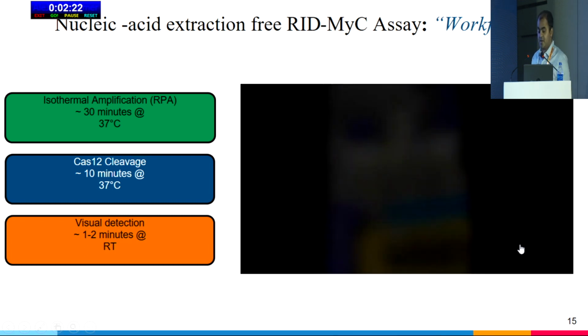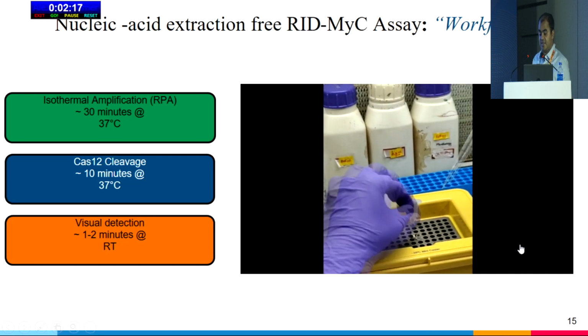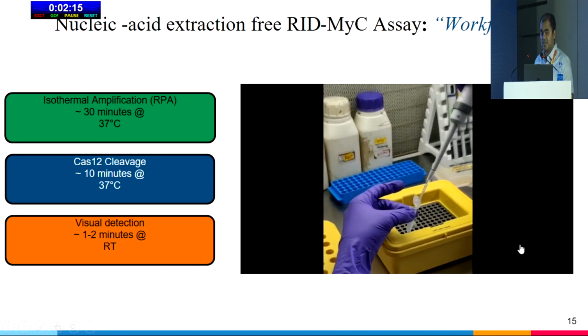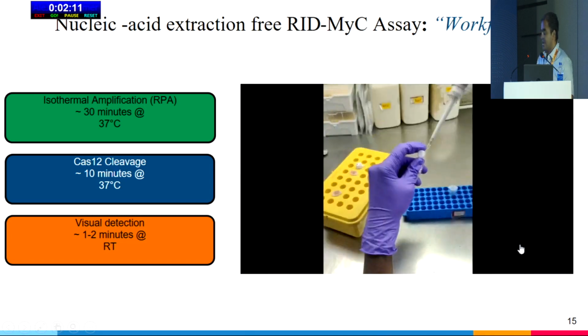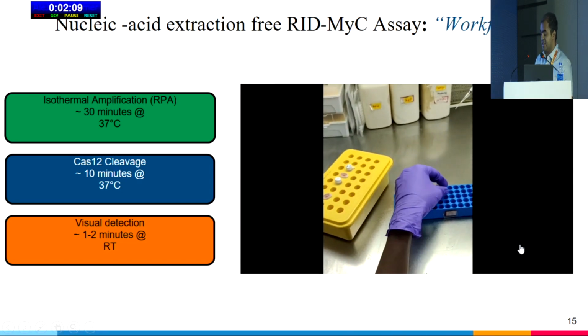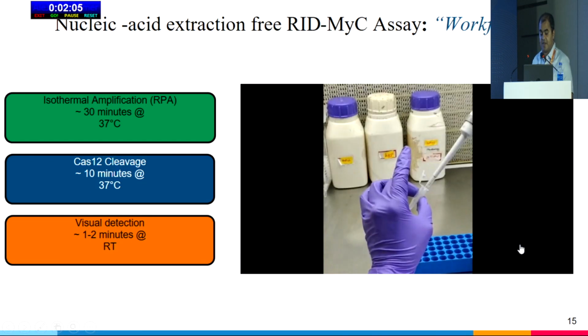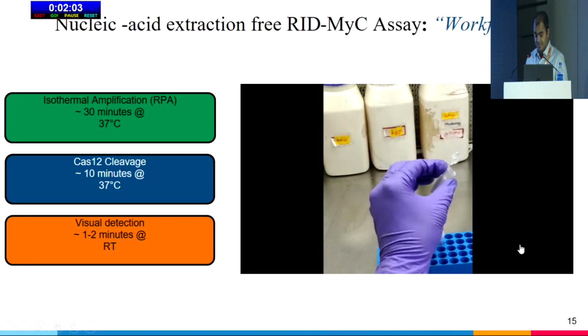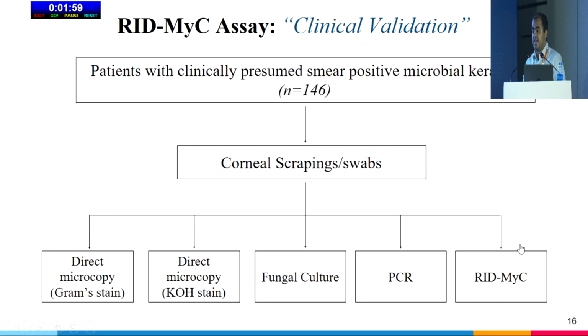A shimmer strip is placed on the cornea, followed by the RPA reaction, which happens at 37 degrees Celsius for 30 minutes. It's important to note that the pipetting is the only expertise which is required, and a heat block is the only equipment which is needed, which can function without electricity. This is followed by the CRISPR reaction, which takes 10 minutes, followed by the visualization.